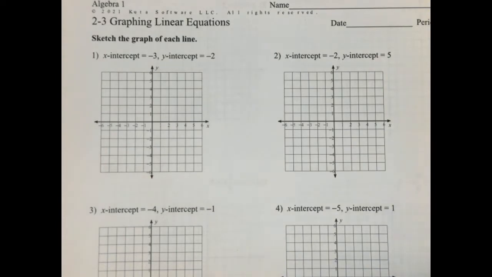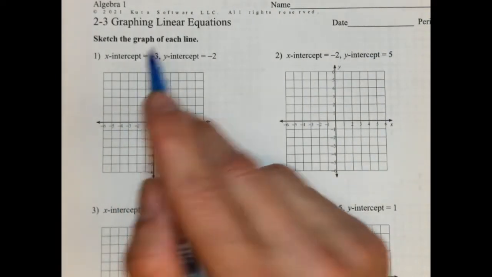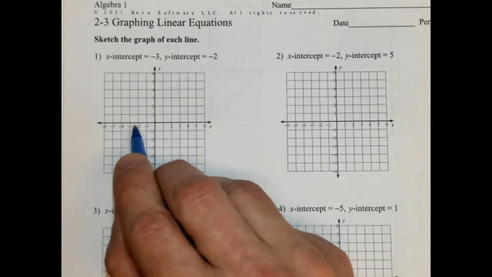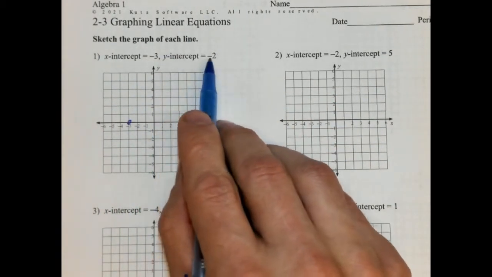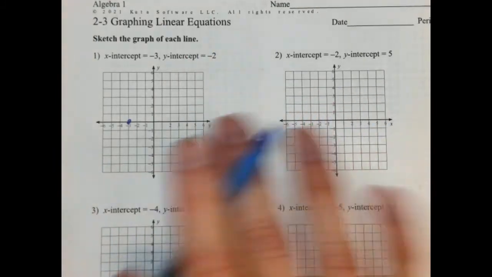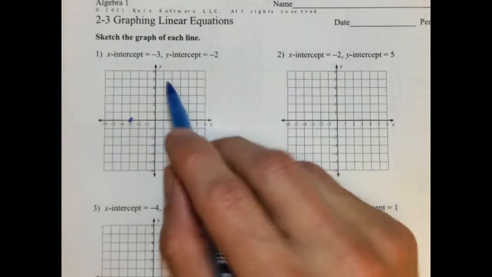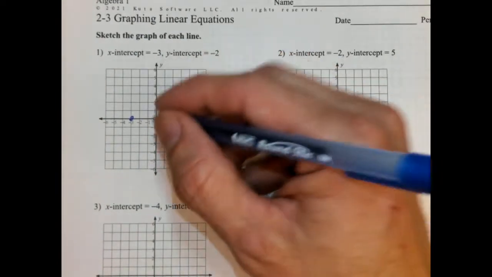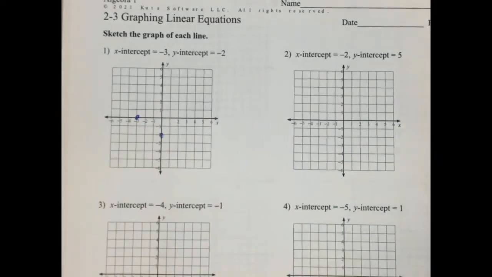So we're going to plot each intercept. The x-intercept is at -3. So we find -3 on the x-axis, which is right here, and we plot a point. And the y-intercept is at -2. By the way, I'm using a pen, which is a big no-no when you're graphing, but I'm using a colored pen so you can see it better on the film, that's why. And the y-intercept is -2 on the y-axis. So you can see these are the 2 points that are part of the line.